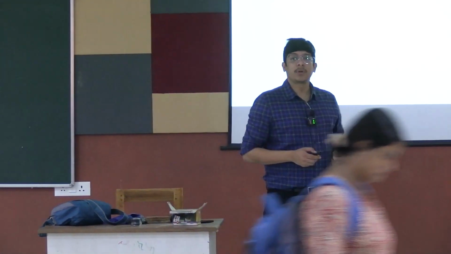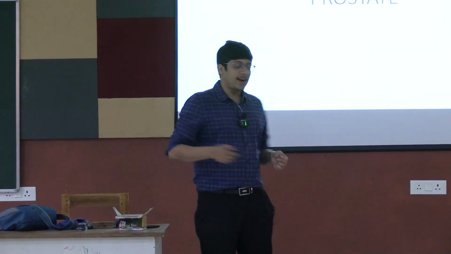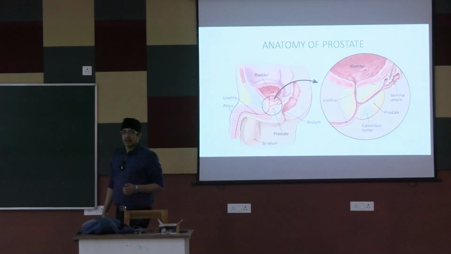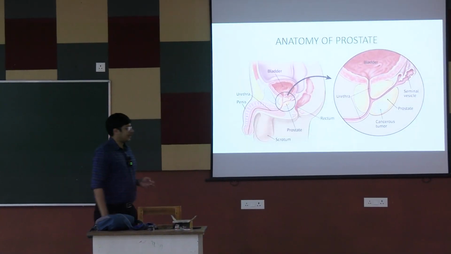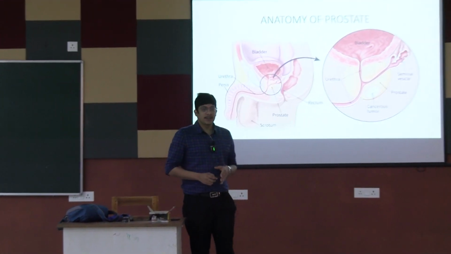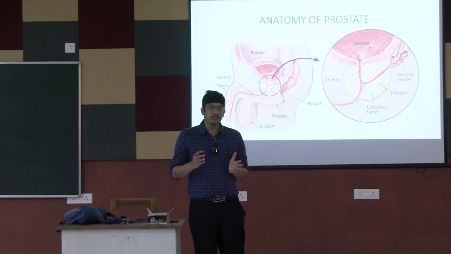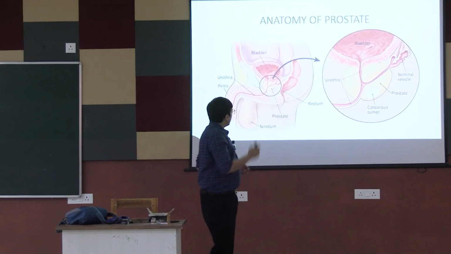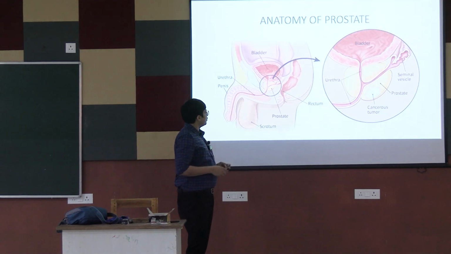Okay, let's start the topic then. So we will start with a small recapitulation of the anatomy of the prostate gland. Where is the prostate located in the human body? It is located at the junction of the bladder and urethra. Okay, at the junction of the bladder and the urethra.